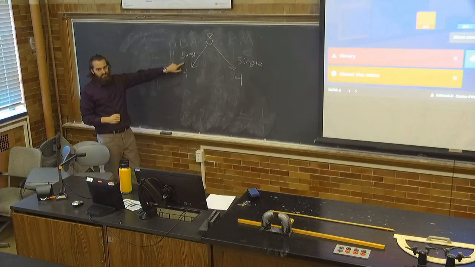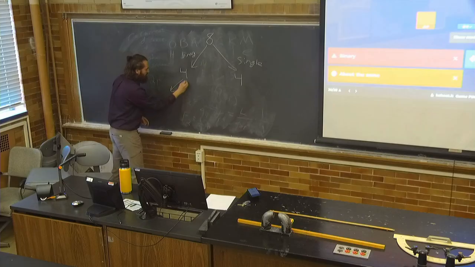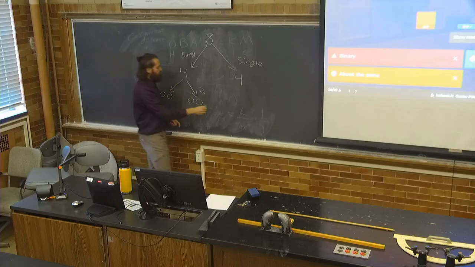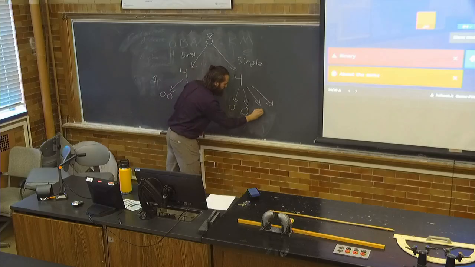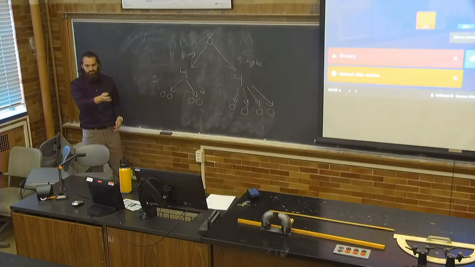For the binary system, in order for it to be a binary, there has to be two stars in one system. So this would be system 1 and system 2. But then for the single star system, you just have one star in each system, so there's a total of 4 systems.